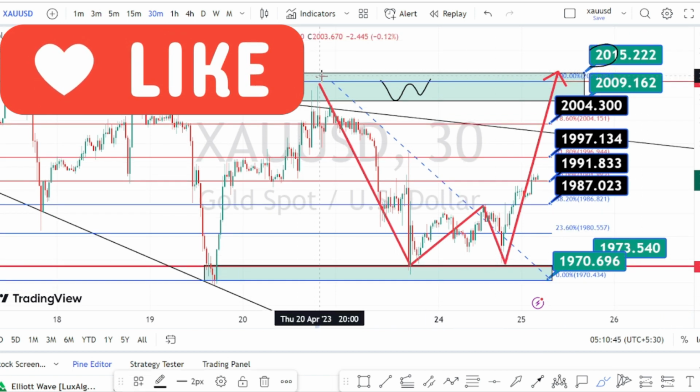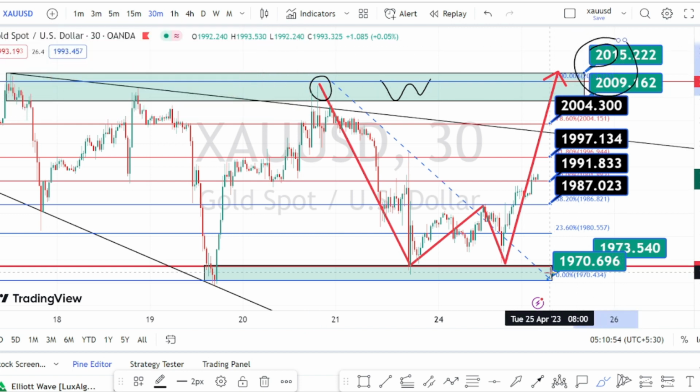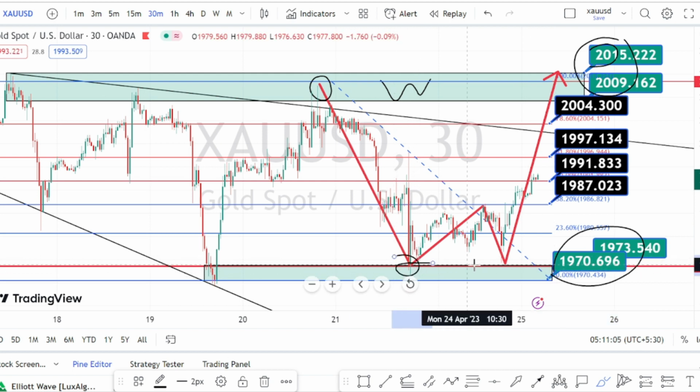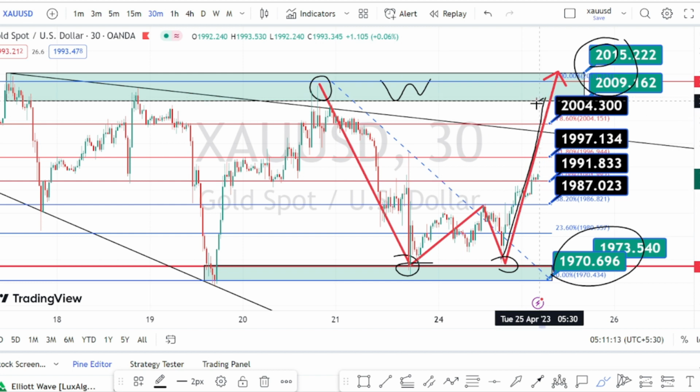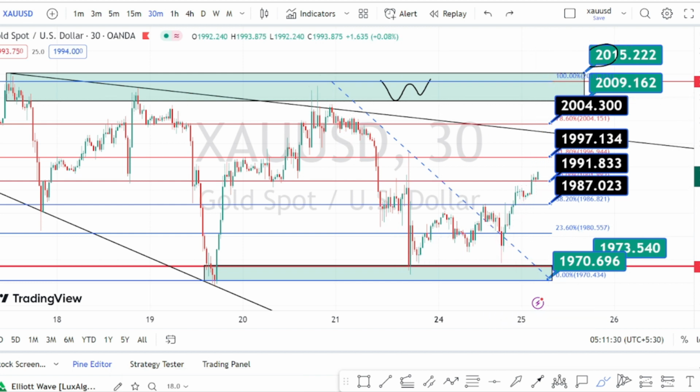So currently the price action is trading between the higher time frame resistance zone and the support zone between 1973 to 1970. Within this, it has made a double bottom pattern, and we are noticing it trend on the bullish side retracement. That's all the analysis for today.